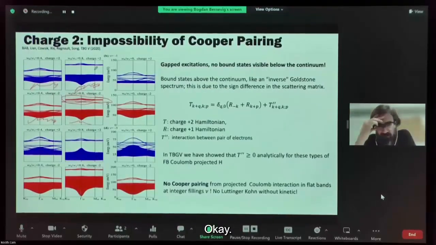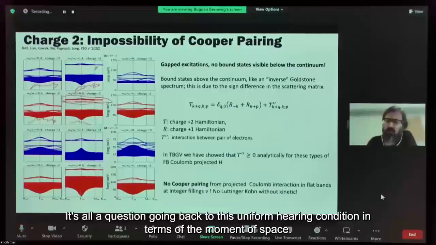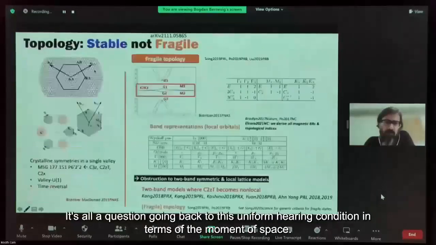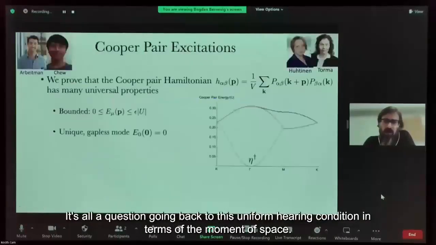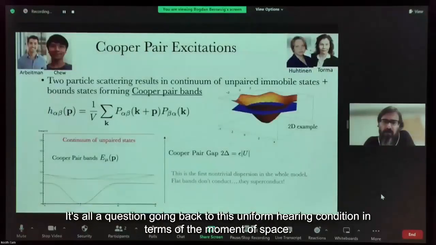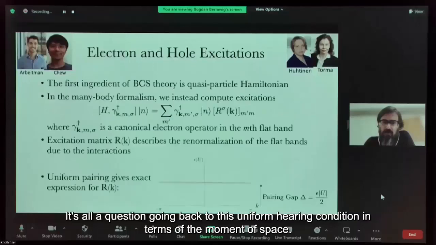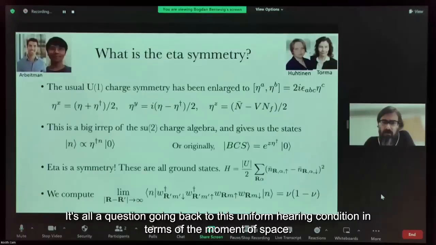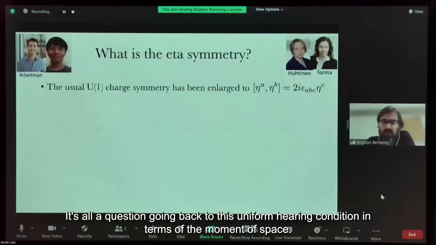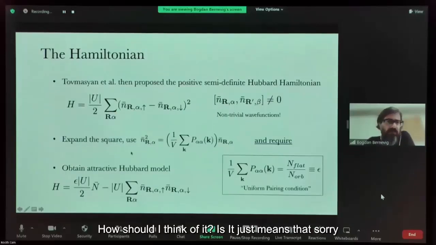Yes, I have a question going back to this uniform pairing condition. In terms of the momentum space, how should I think of it? Does it just mean that it's the intra-orbital, simple space, right? So the uniform pairing doesn't care about the offsite. Okay, so this is the condition.